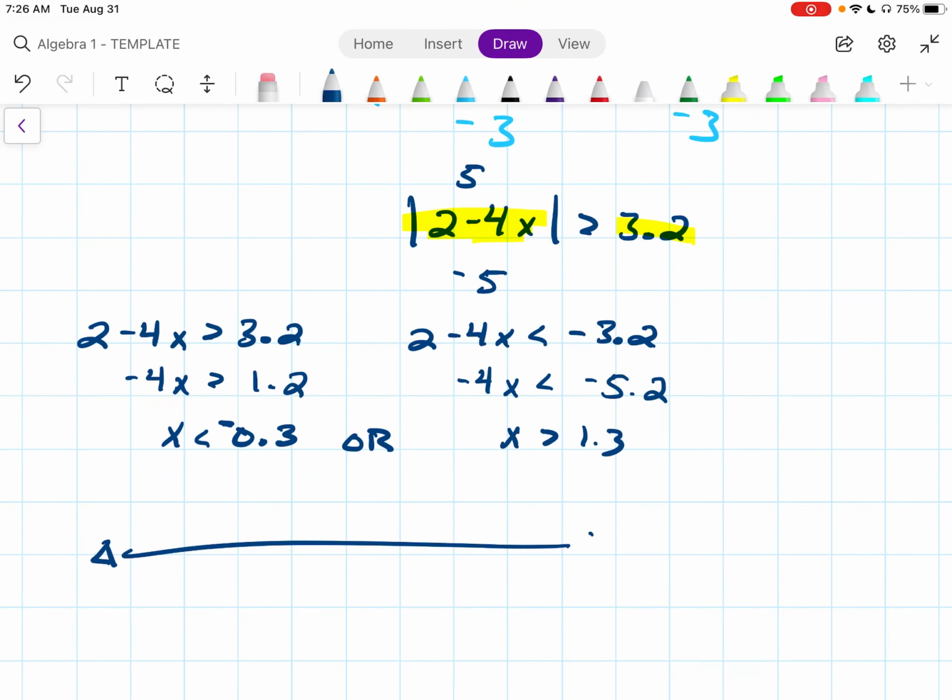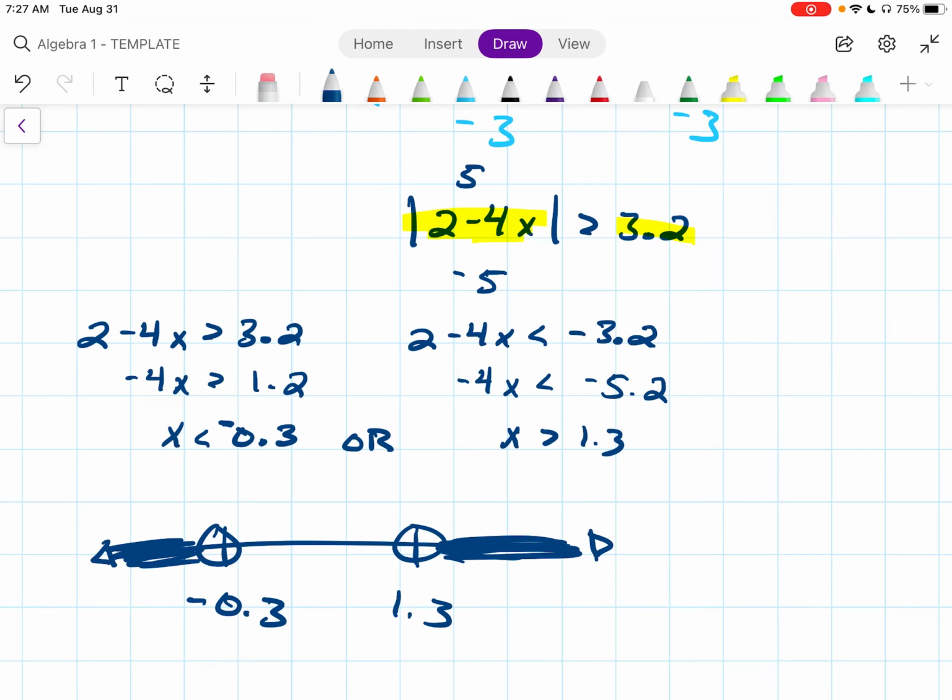So I have a number line, with negative 0.3 and positive 1.3, with open circles on both of them. The left one tells me x is smaller, so I'm going to shade to the left. The right one tells me x is bigger, so I'm going to shade to the right.